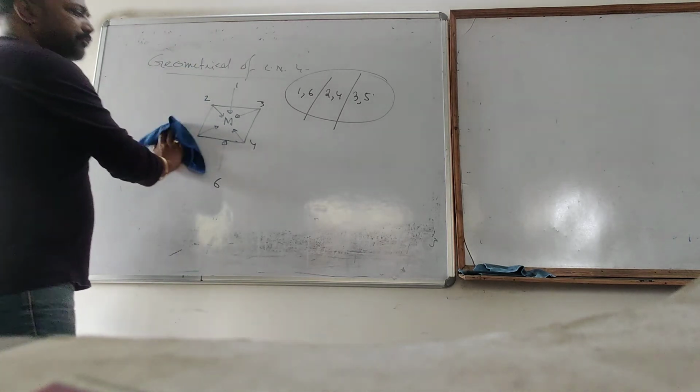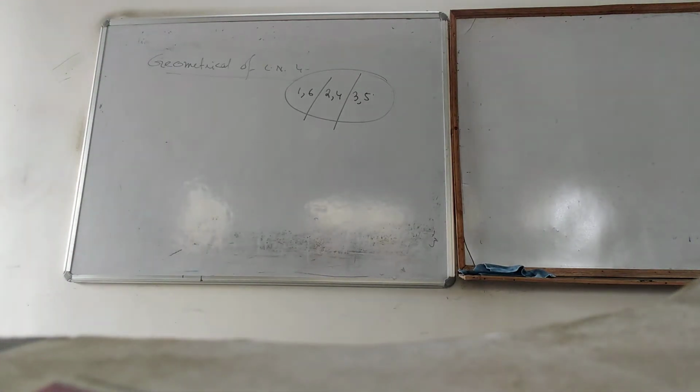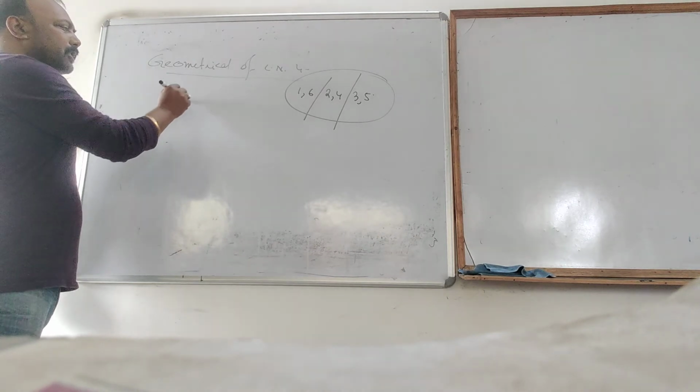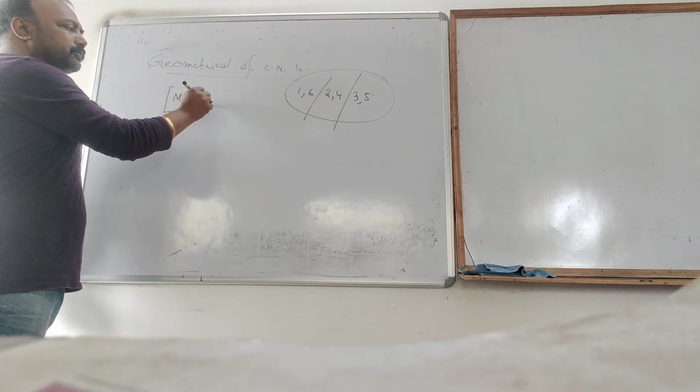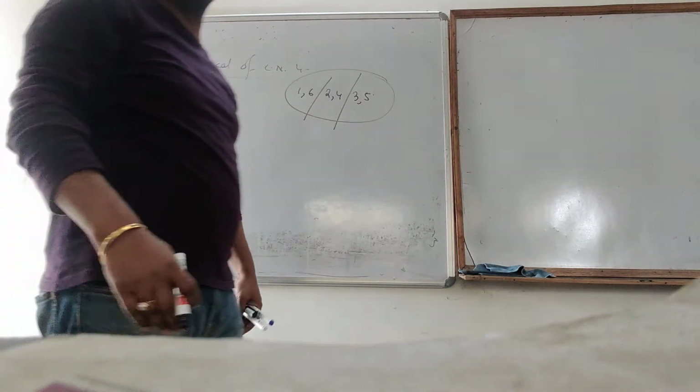Now the types. The first type, you can draw it very easily: M A2 B4. Is it possible? How is it possible, and with respect to whom, A or B? Can you put the 4 B's in cis position or trans position?